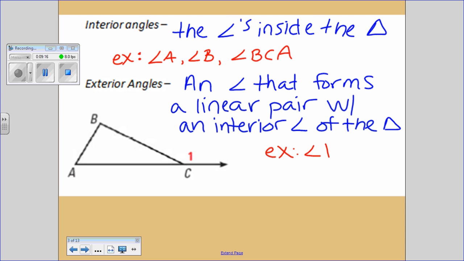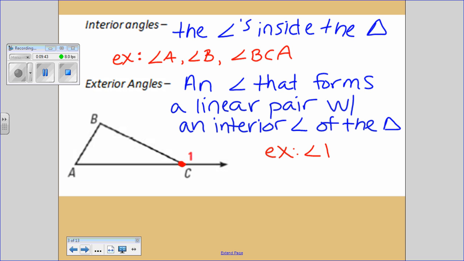Guys, how many angles are there at angle C? No, there's multiple angles at angle C. You cannot just call it angle C. That's not okay. Angle 1 has a vertex at angle C, so I need to know what you're talking about. So angle 1 makes a linear pair with which interior angle?